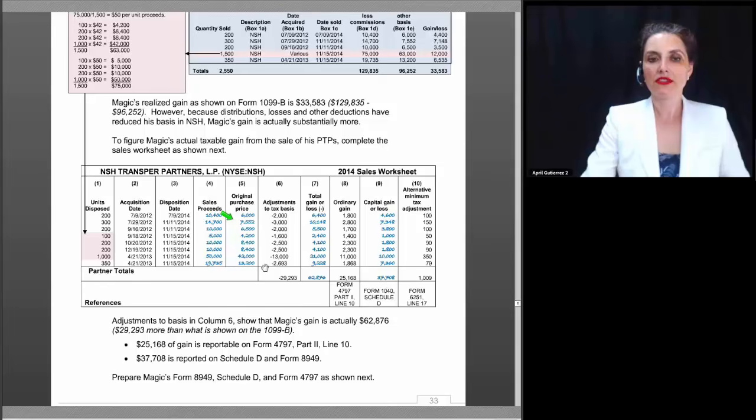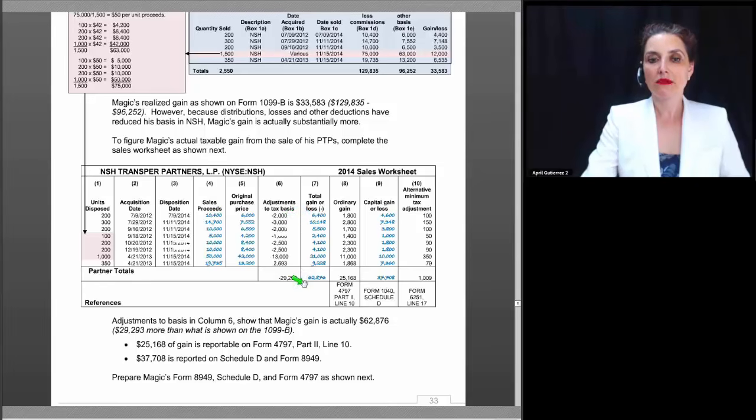Then we see that there's an adjustment. Well, this adjustment is a reduction to basis. So whatever amount I have entered for basis, I'm going to subtract this number out of the basis, and then I'm going to take that total amount and subtract it from the sales proceeds. And when I do that, I get the total gain or loss all across the board.